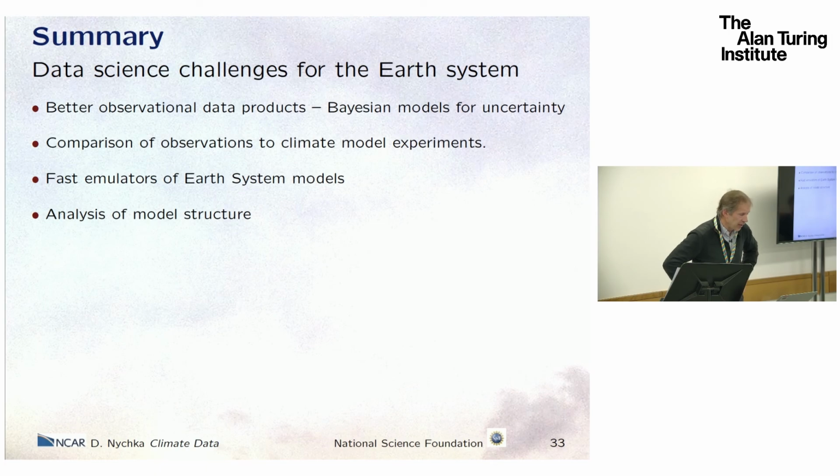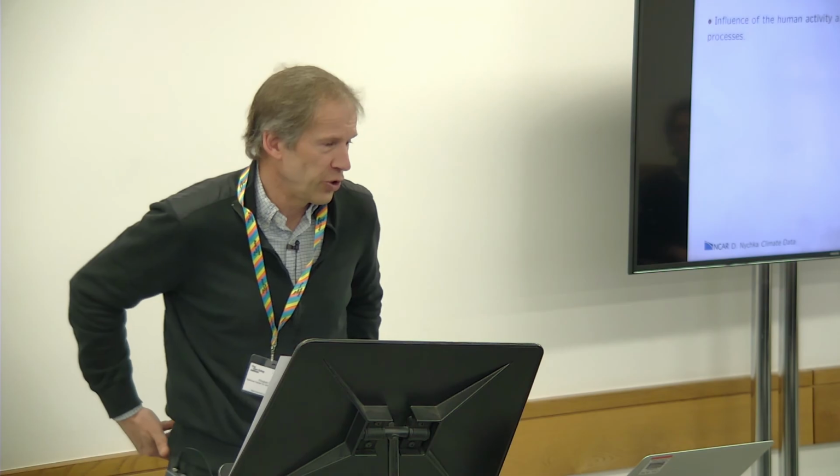Analyzing the models themselves. There are some rich areas of building fast emulators of these Earth system models. And that's partly because many people want to get information from these models, and they are not climate modelers with access to supercomputers. It's a very practical thing. And then finally, this curious thing of simply taking the model code as data, and using that to figure out what the model is doing and what it shouldn't be doing.